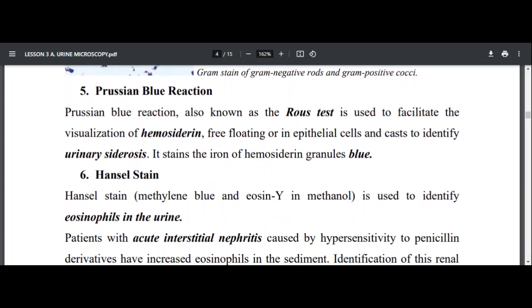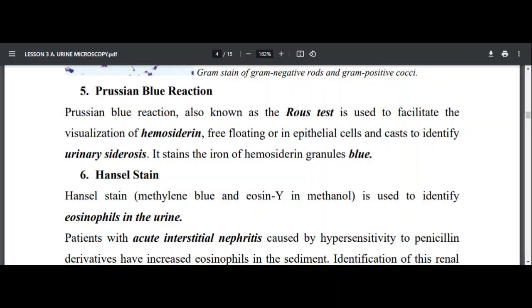Prussian blue stain is also used as a routine stain. It is used to visualize hemosiderin, free-floating or in epithelial cells or in casts, which we call urinary siderosis. These are iron granules in urine, in the form of hemosiderin because of oxidation of iron. They will stain blue. They can be found in some cells in urine, or they can be free-floating. After staining with Prussian blue, we can visualize them as blue granules in the urine specimen.